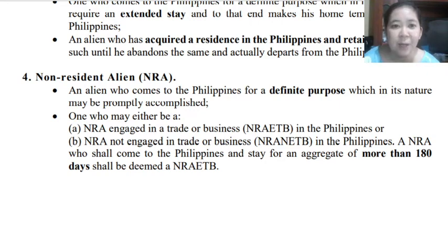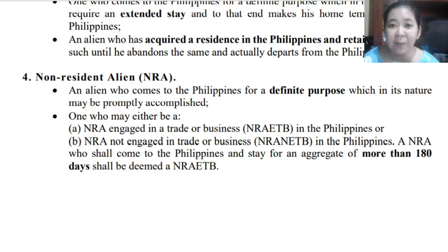A non-resident alien is one who may either be, letter A, engaged in trade or business in the Philippines. So that is what we call NRA-ETB, non-resident alien engaged in trade or business. If he just comes here in the Philippines for the purpose of engaging in trade or business and not for residing or living here permanently or for a longer period of time, then he will be classified as a non-resident alien.